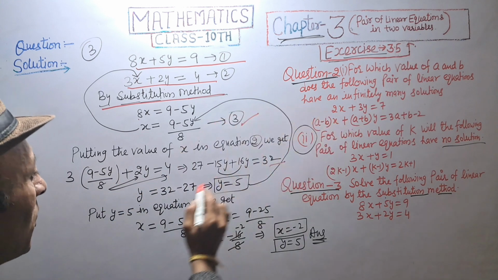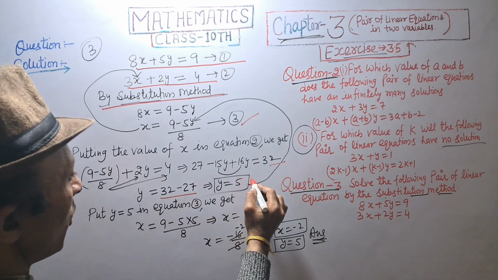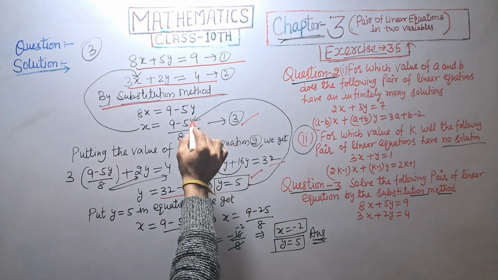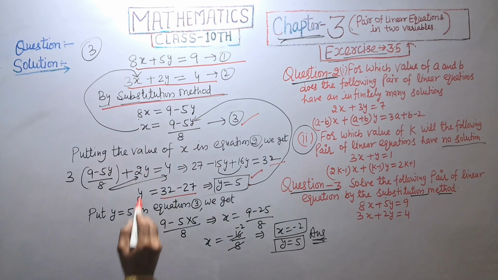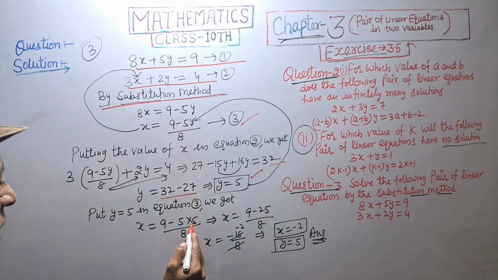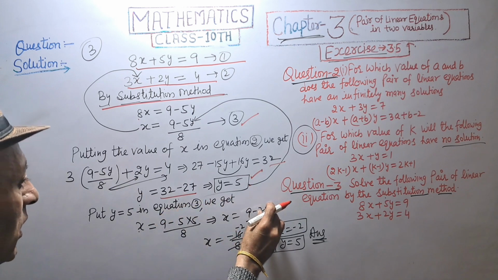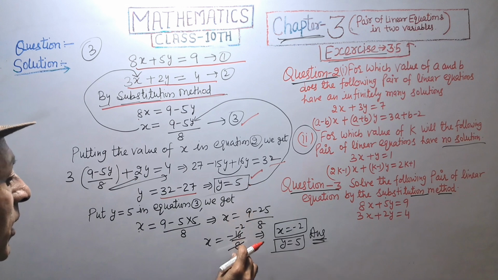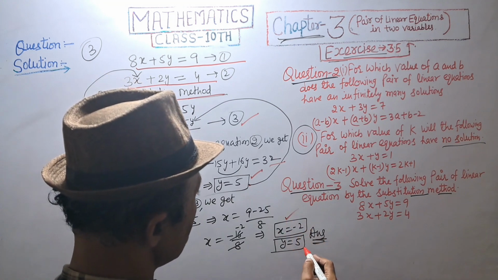32 shifting 27 to the right side, 32 minus 27 equal to 5, so the value of y equal to 5, and we are putting y in equation third. We get the value of x. X is equal to 9 minus 5 into 5, 25, divided by 8. Minus 25 plus 9, that is minus 16, divided by 8 is equal to minus 2. So we get the value of x equal to minus 2, y is equal to 5.